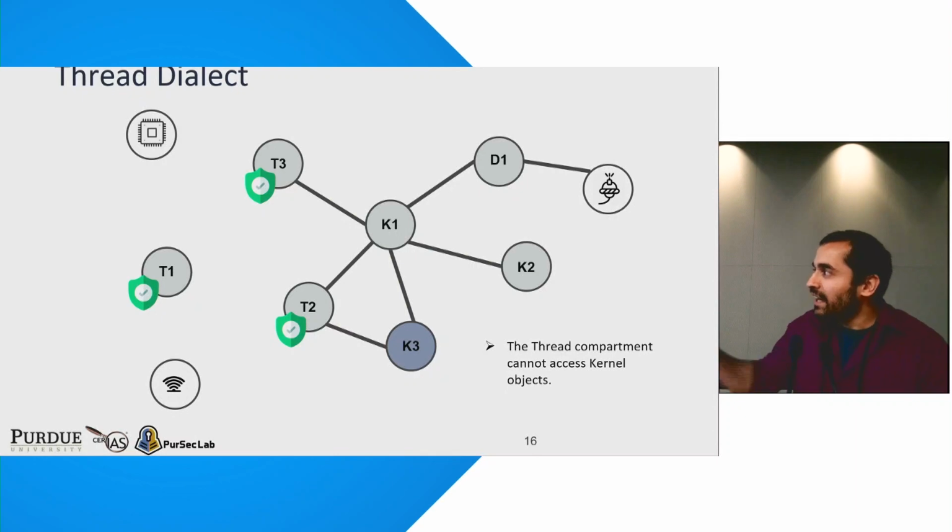And lastly, similar to the inter-thread isolation analysis, we also do inter-thread kernel isolation analysis, and we make sure that the thread cannot access anything from the kernel compartment.